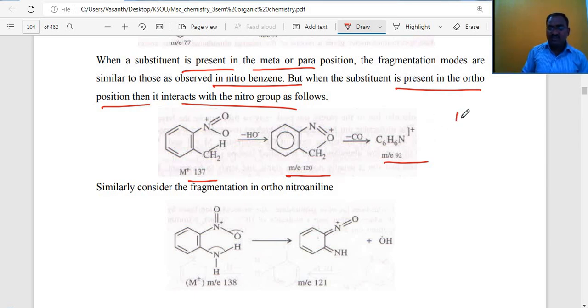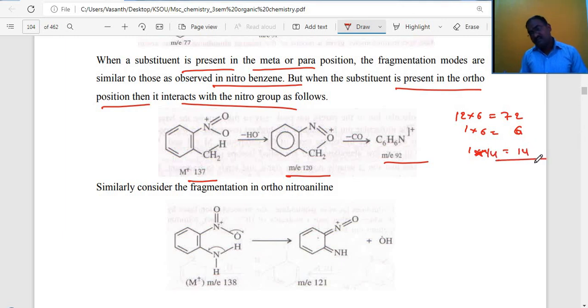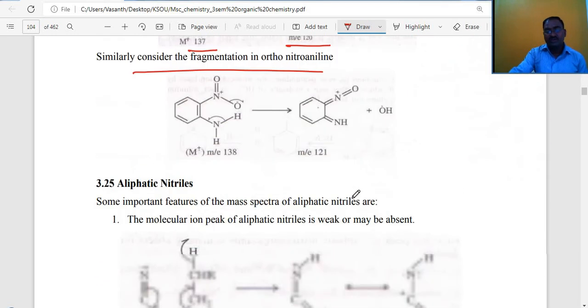How are we getting it? Initially I told you here 12 into 6, 72. Here 1 into 6, and 1 into 14, one nitrogen. 1 into 14. Here 8, 12. Here 19. Similarly, consider the fragmentation of ortho nitroaniline.